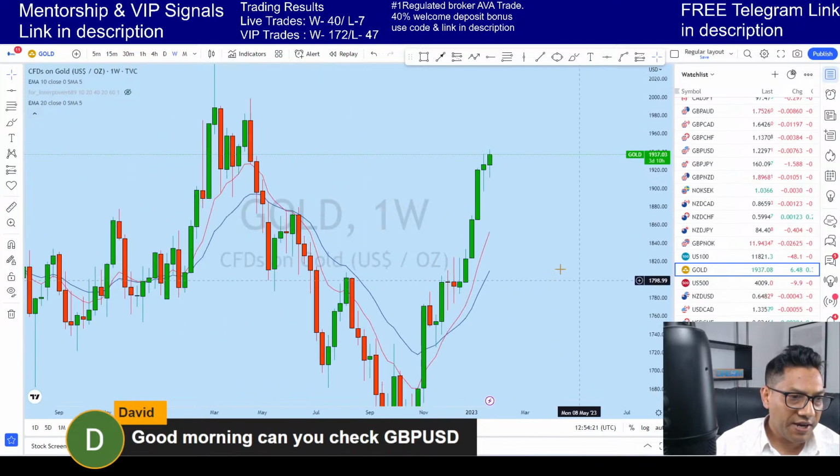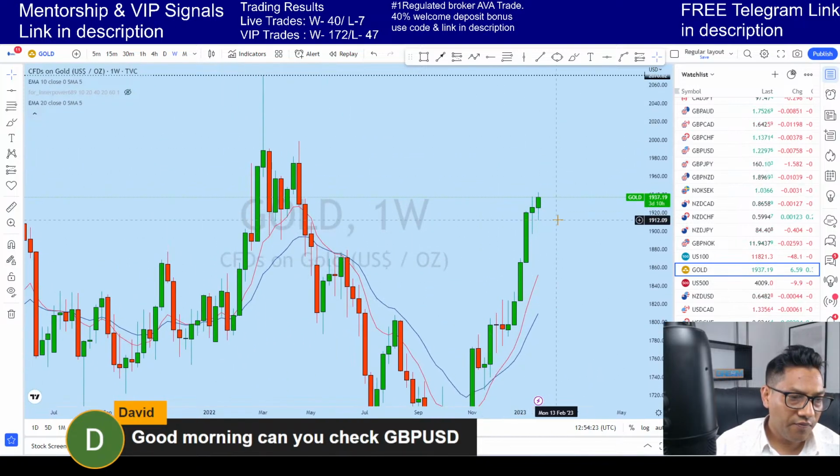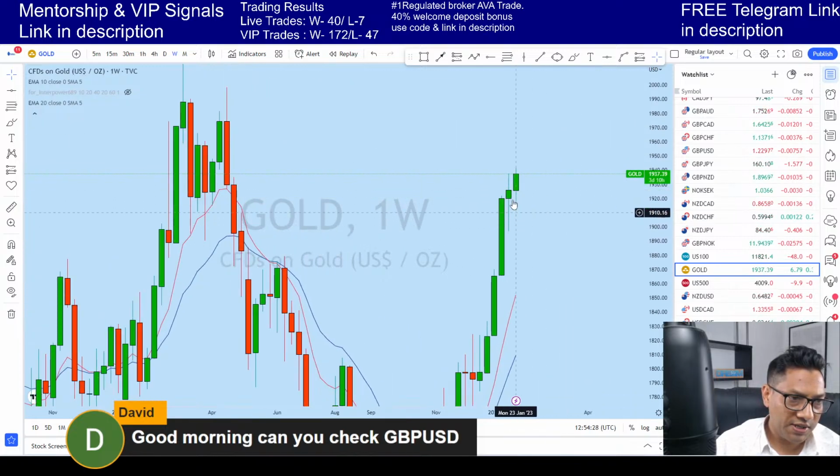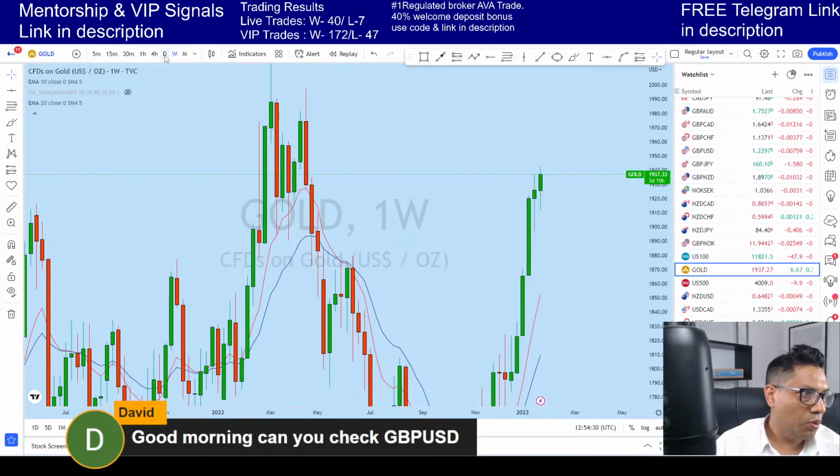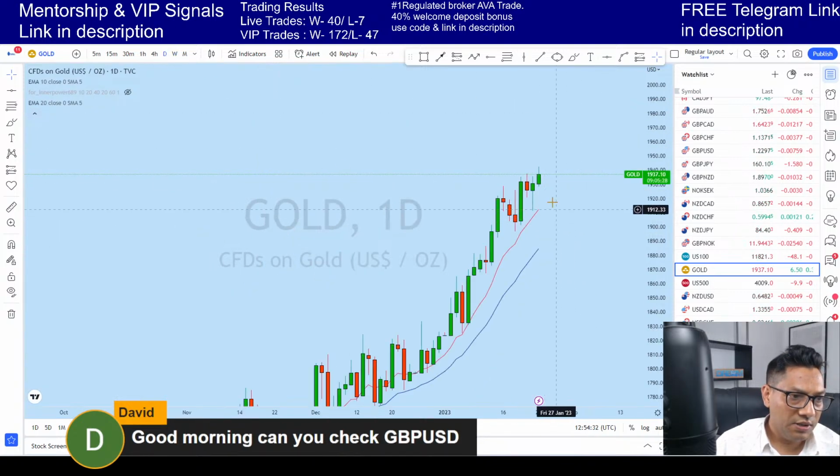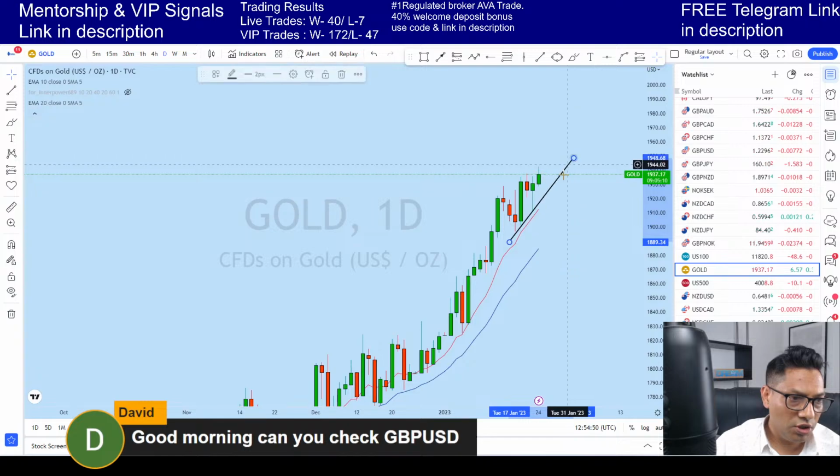Looking at weekly, from the weekly perspective, we see a long doji followed by this bullish candle this week. Also the price is showing significant bullish movement. Looking at the daily, you see the previous day there is a doji, which is a strong rejection from the bottom, and you can clearly see that this market is strongly bullish and following this trend line.